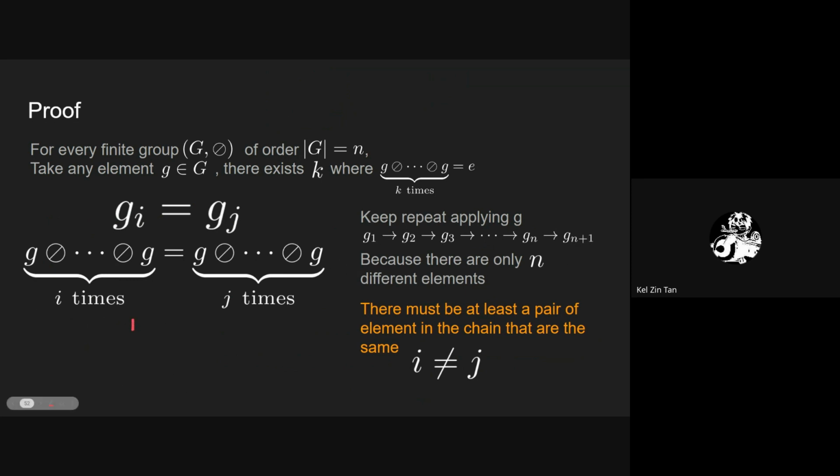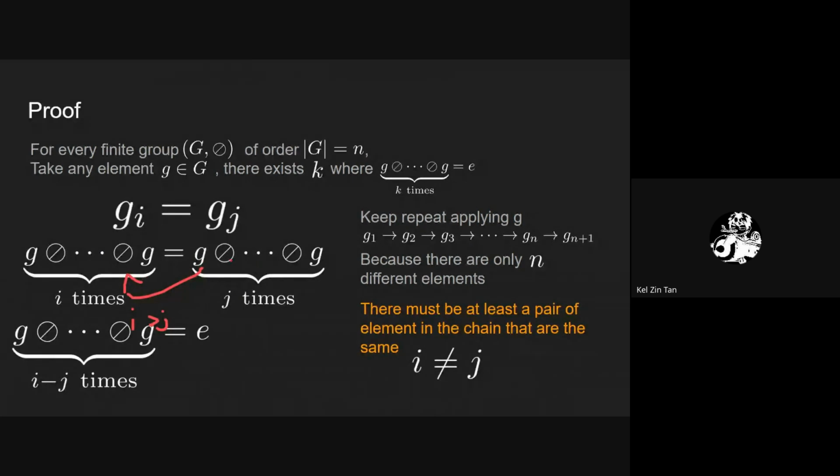Now, we know that i is not equal to j, but suppose that i is larger than j. What we can do is move all the g here. We basically just multiply by g inverse. We know that g must have an inverse. So we move all the g to the other side. Then we get that if I repeat g for i minus j times, I will get e.